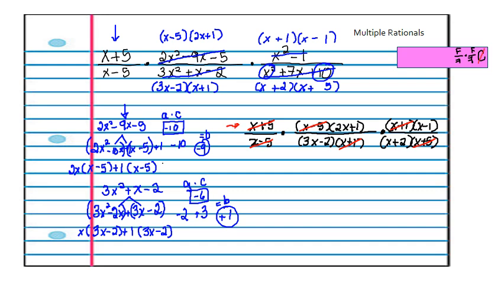What's left over across the numerator, we end up with a 2x plus the 1 and an x minus the 1 and a 3x minus the 2 across the bottom and an x plus 2. Very good. And now we're all done.